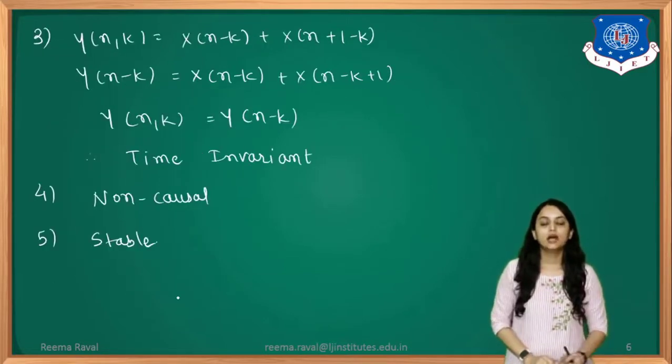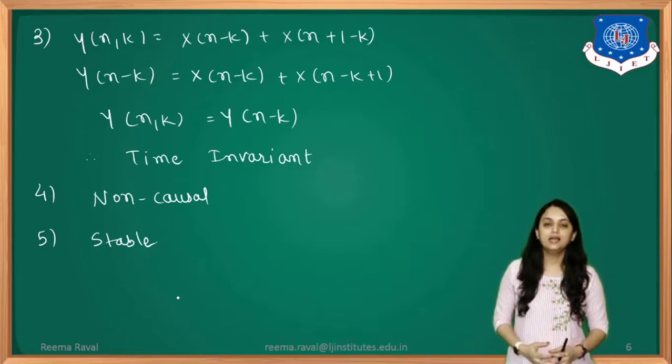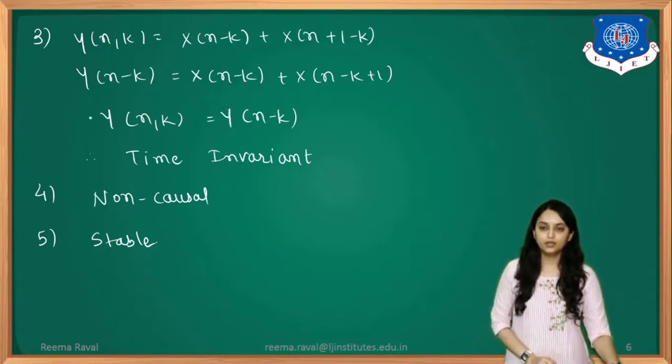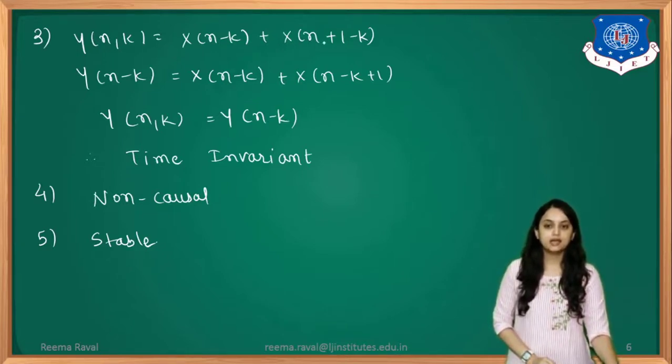Okay. Now the third one is to check whether the system is time variant or time invariant. Again, for that we need to perform three steps. The first one is to give the input delay. That means we are delaying the input by k samples and we denote it by y of n comma k. So here we will have x of n minus k plus x of n plus 1 minus k, because we need to delay the input by k samples, and our system function is x of n plus x of n plus 1. That means here x of n minus k and x of n plus 1 minus k.